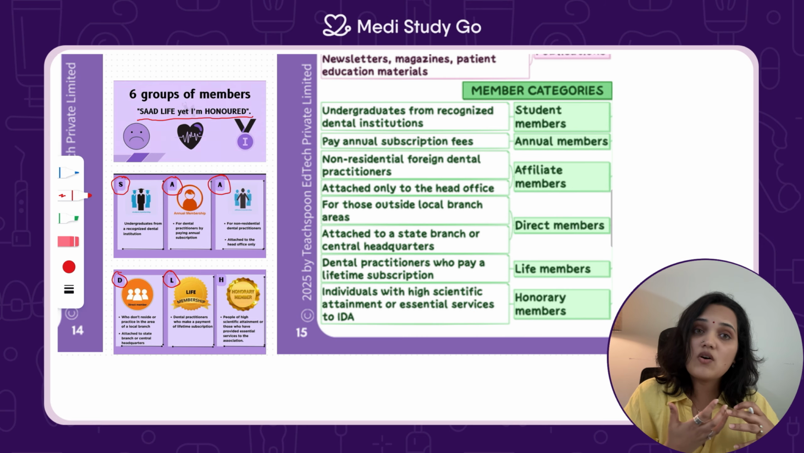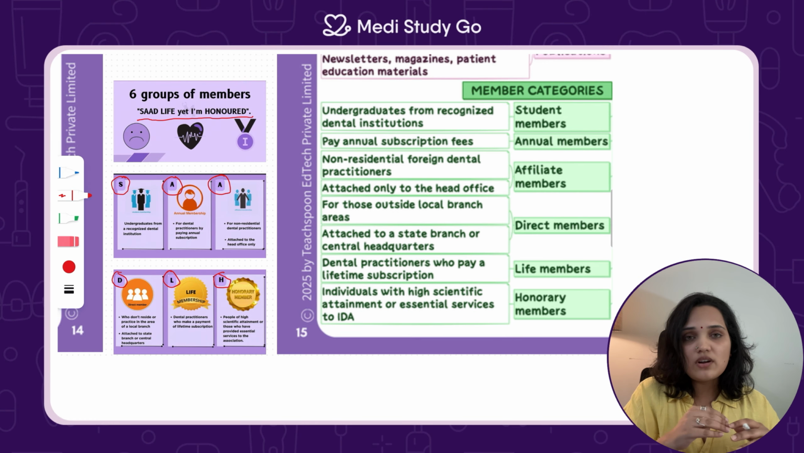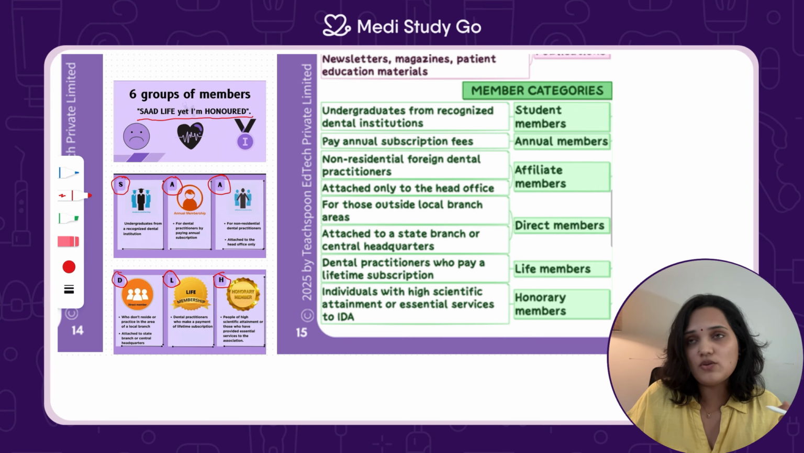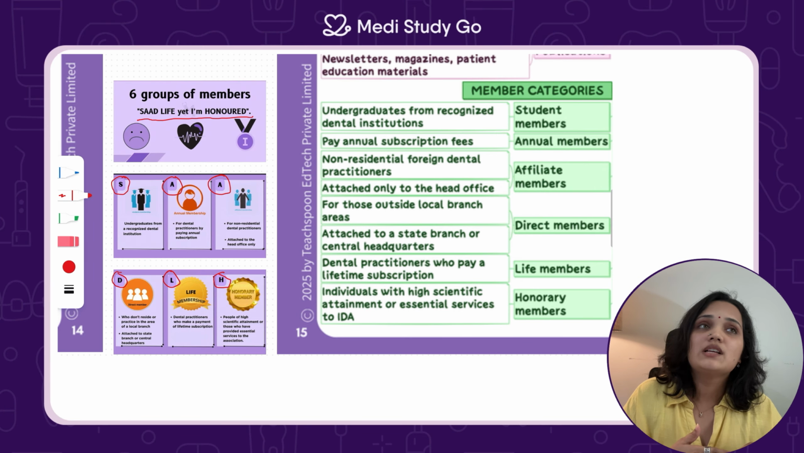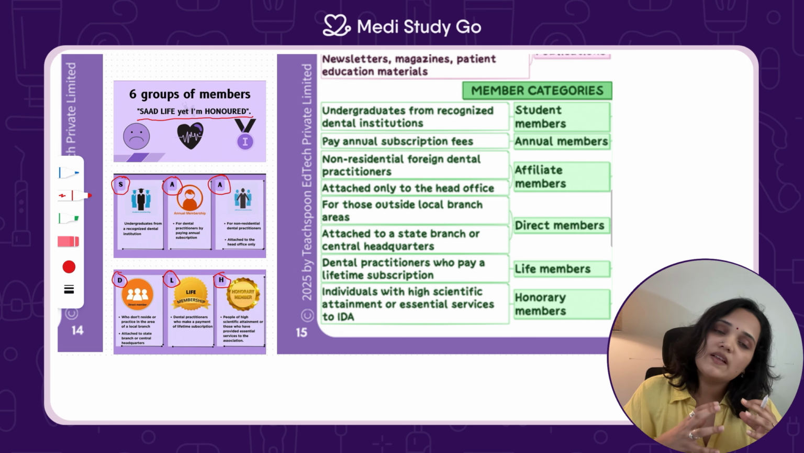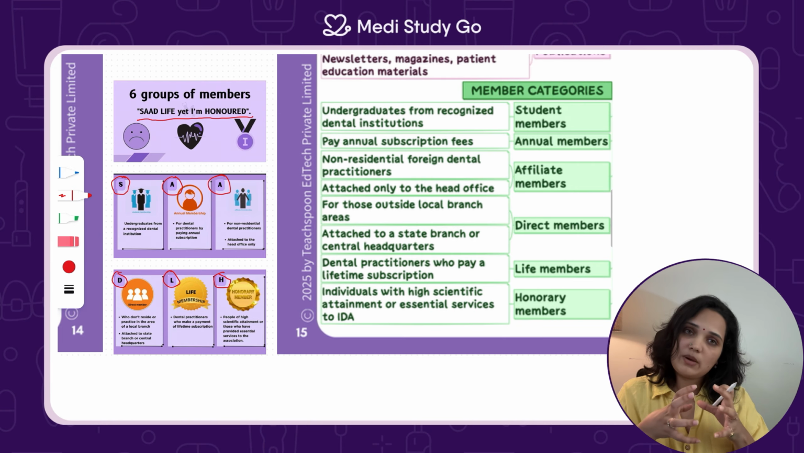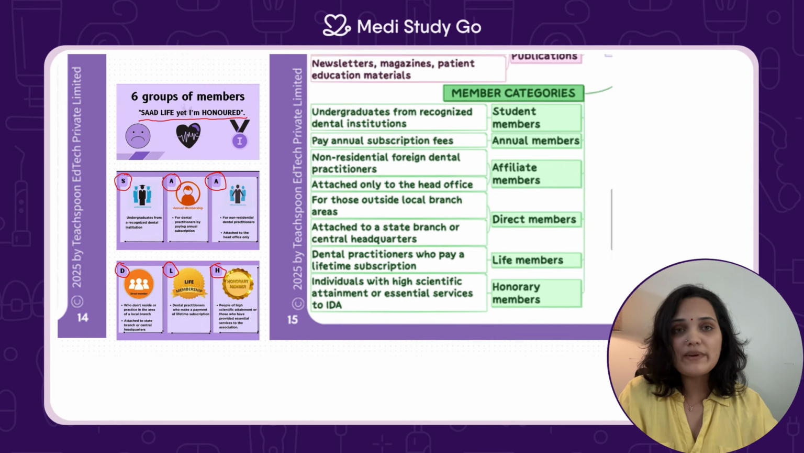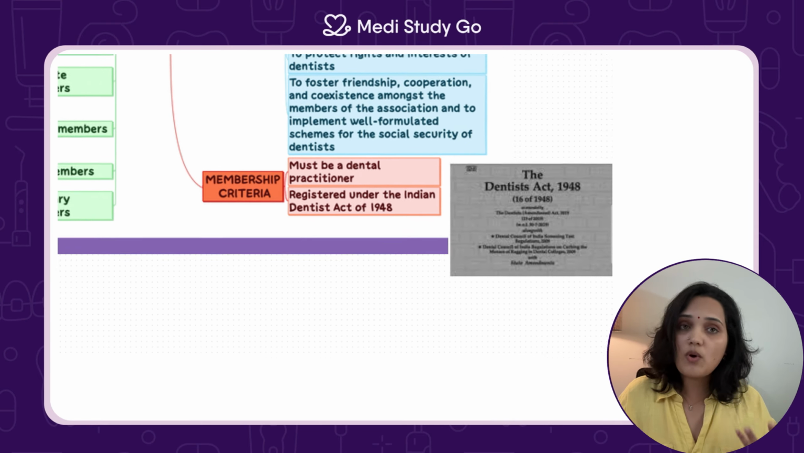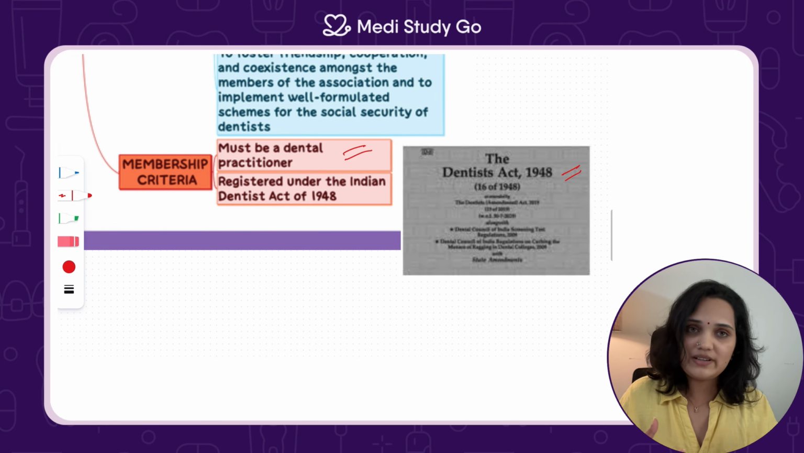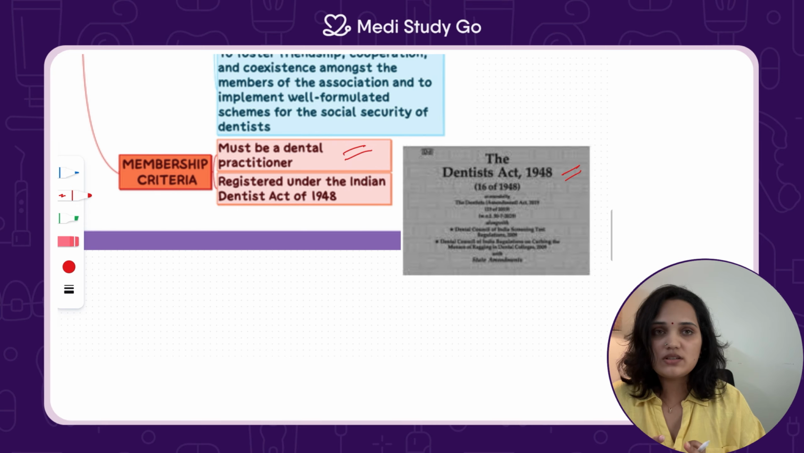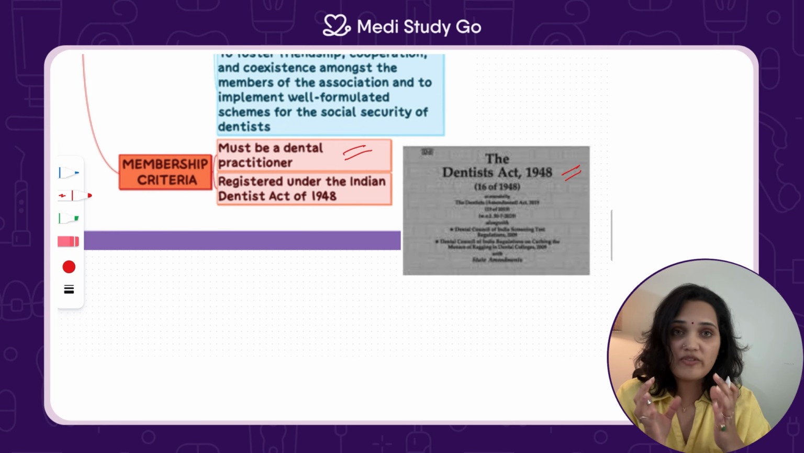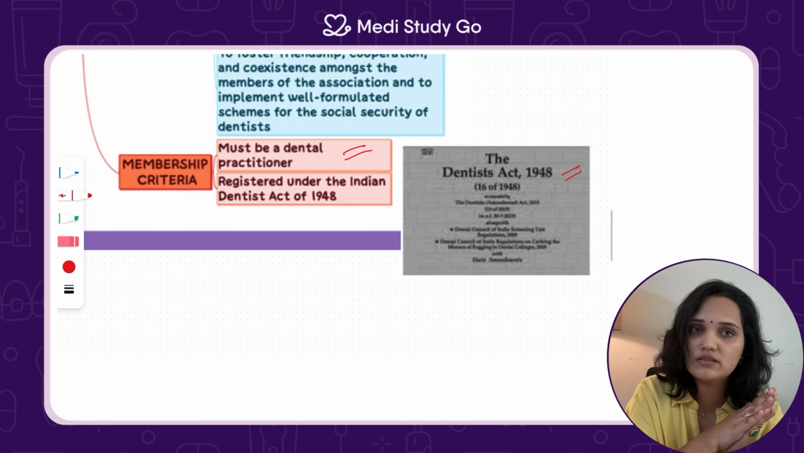And the next is honorary members. That's the H in our mnemonic. This is for high scientific contributions. The dentists who have given some very high scientific research, who have presented these, will get this honorary membership from the IDA. Now coming to the eligibility, who's qualified? Obviously you must be a qualified dentist, and also you must be registered under the Dentist Act. What this does is basically it ensures professionalism but also accountability.